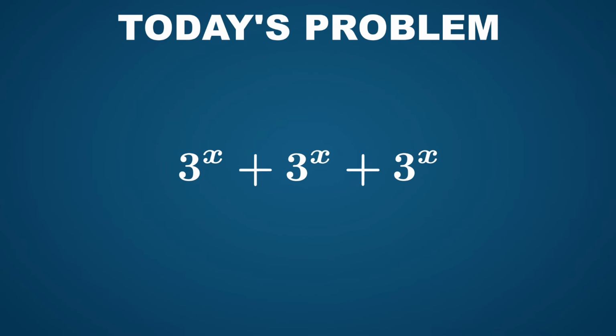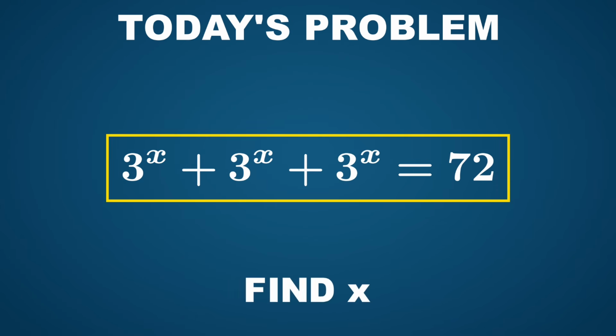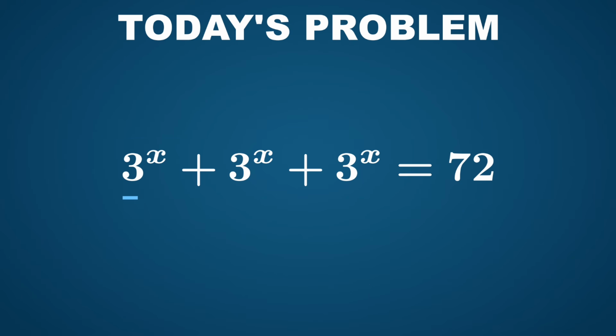Here is today's problem. We are given 3 to the x plus 3 to the x plus 3 to the x, and that entire sum is equal to 72. Our job is to find the value of x that makes this true. Let us start by looking closely at the left-hand side. There are 3 terms there, joined by plus signs.